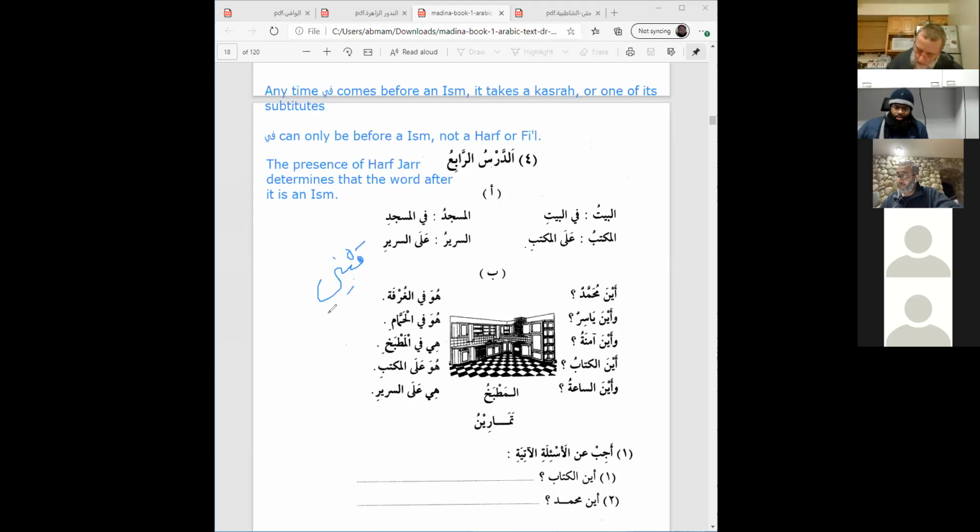Mabniyun. The condition of bina, right? Aina stays the same. Aina, aina, aina. It's the same exact. What about huwa? Why does that keep a fatha? Huwa is also mabni. Huwa, huwa, huwa. Mabni.